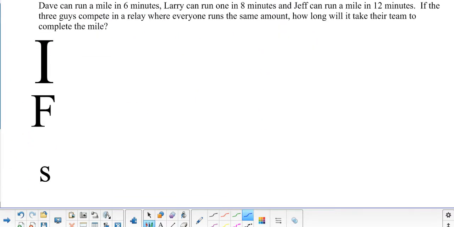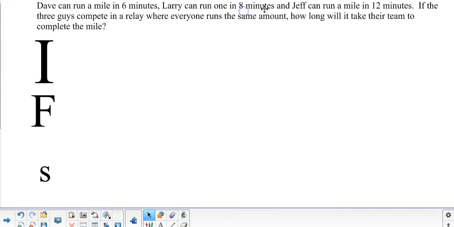All right, Dave can run a mile in 6 minutes. Larry can run one in 8 minutes, and Jeff in 12. If the 3 guys complete a relay where everyone runs the same amount, how long will it take their team to complete the mile? So, again, their rates are going to be in miles per minute. We've got minutes and we've got miles. All right, so those are our units.